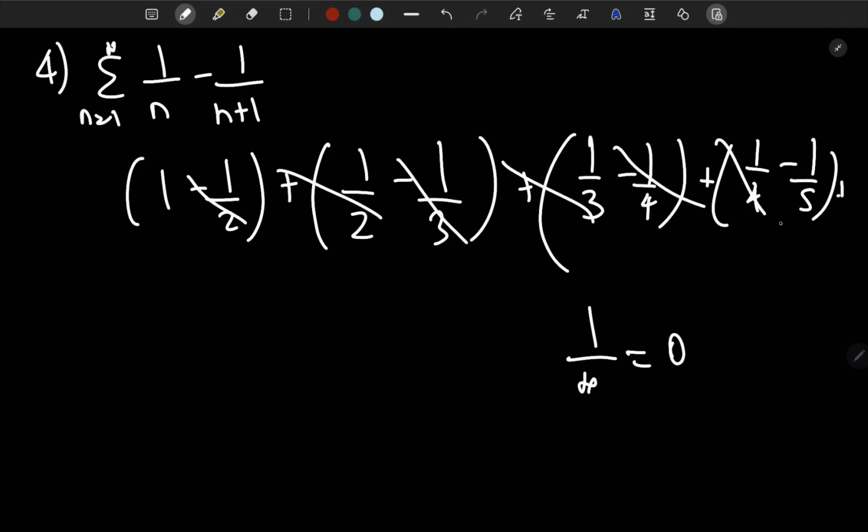So basically we are just cancelling out whatever terms are coming up, and the only one term that we have over here is going to be 1. So this is not cancelled out with anything, right? So the final answer over here is going to be simply 1. And this basically converges to 1.